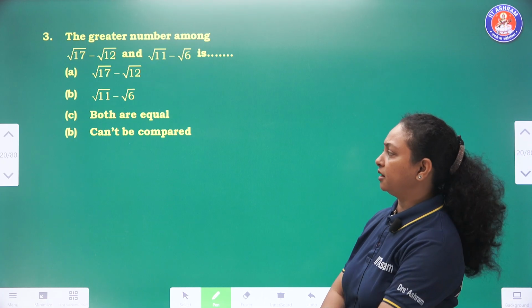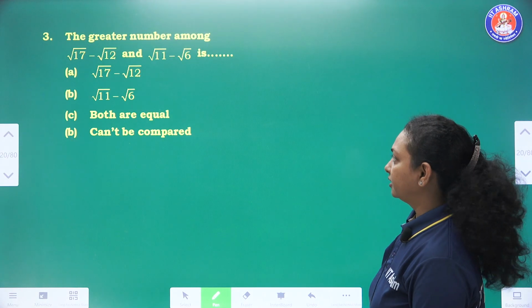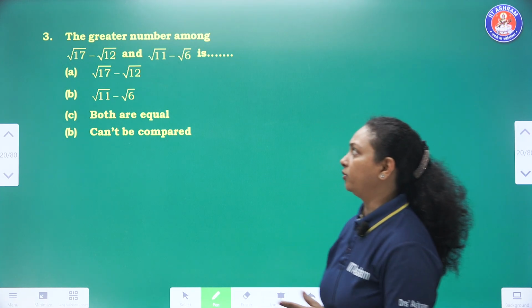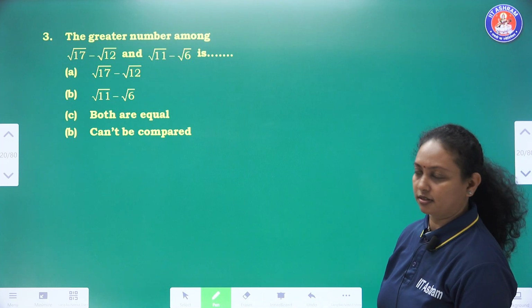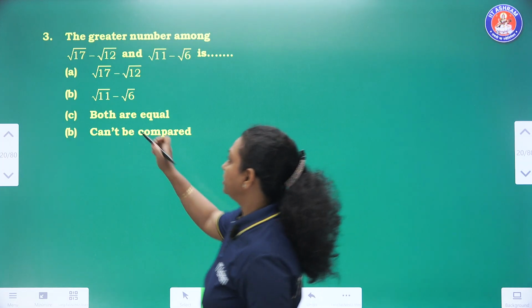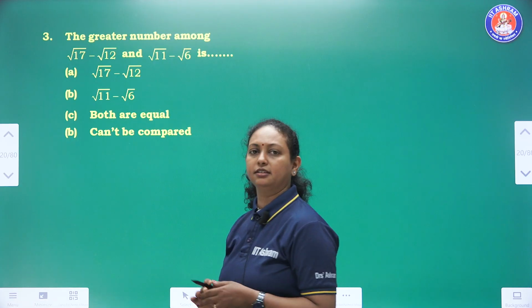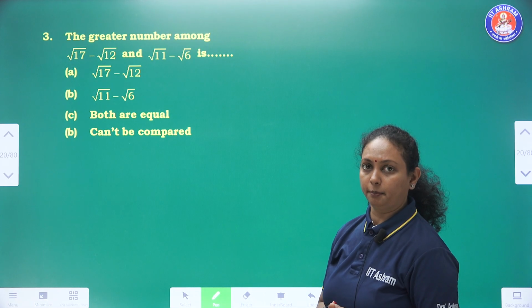The greater number among the following. So you have to compare two surds, right? So how do we solve this question? Square root of 17 minus root 12 and root 11 minus root 6. So you know what is the difference between 17 and 12? That is 5, and 11, 6 is also 5. So we are not going to directly compare them.